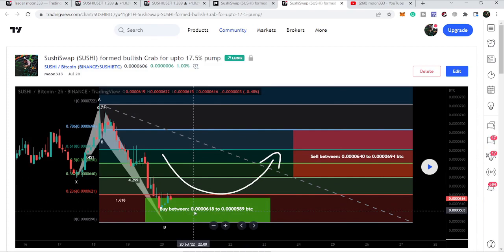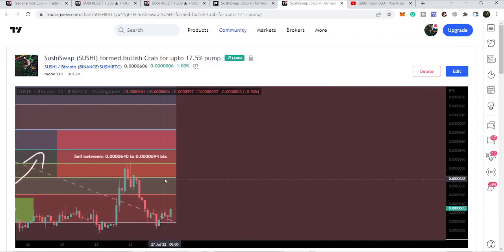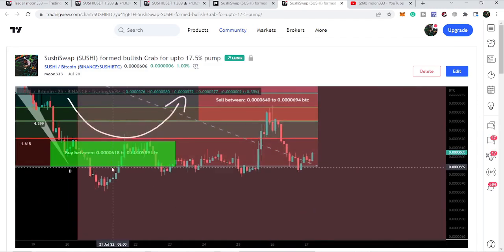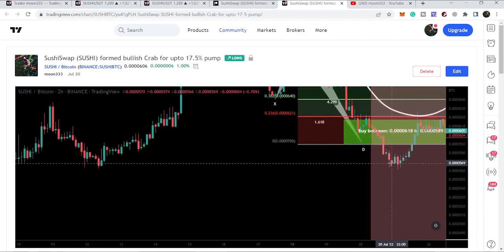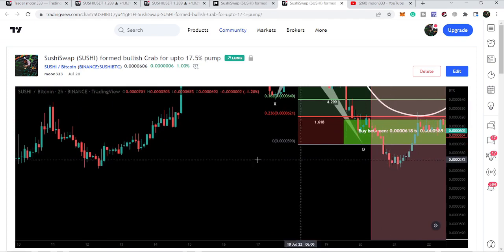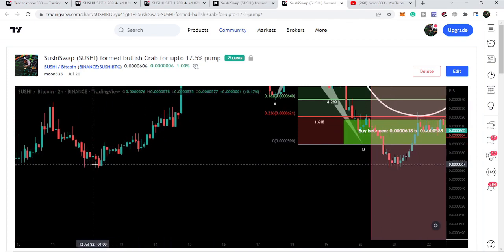was starting from 0.0000618 to 0.0000589. Now I have played this chart, and you can see that the price line moved slightly down, and here we had another support that was approximately at 569. You can see that here it was breaking as a support.